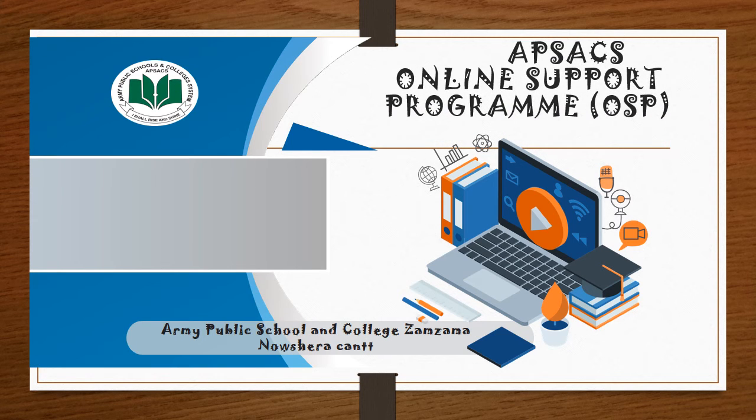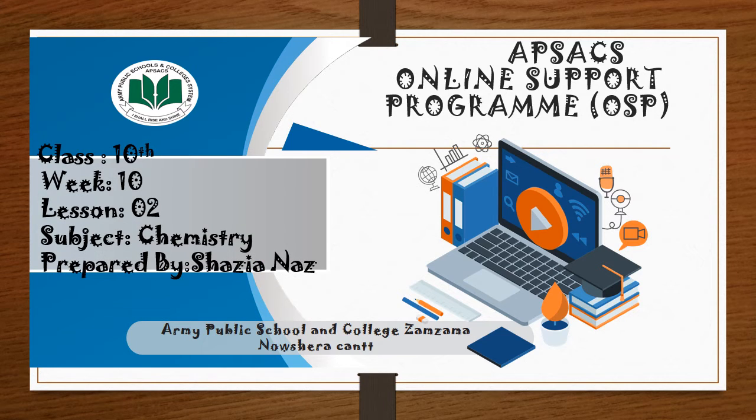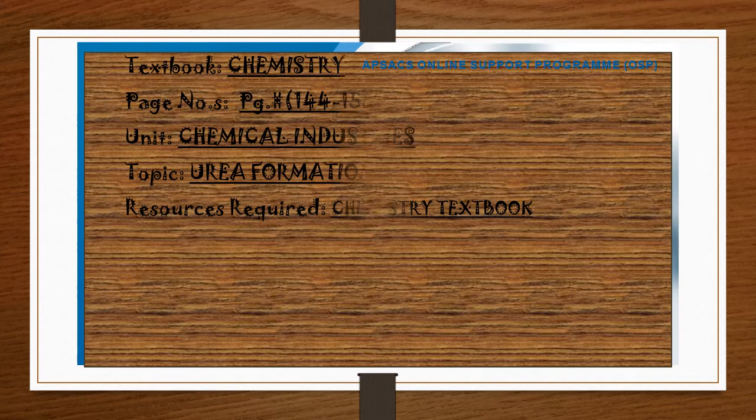ESX Online Support Program. Class 10, Week 10, Lesson 2. Subject is Chemistry, prepared by Shazia Naz. Textbook: Chemistry, page number 144 to 158. Unit is Chemical Industries and our topic is urea formation, that is, how urea is formed. Resources required: the chemistry textbook.